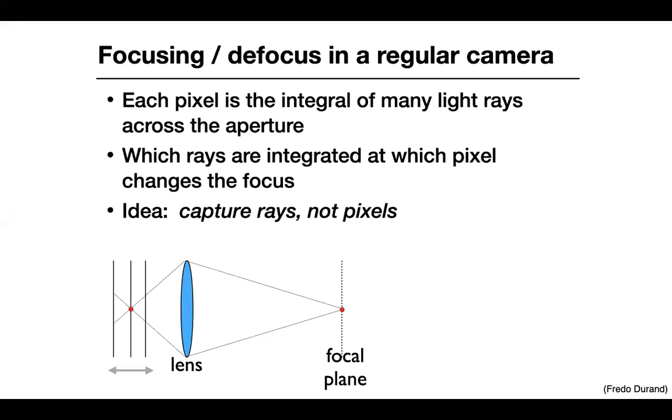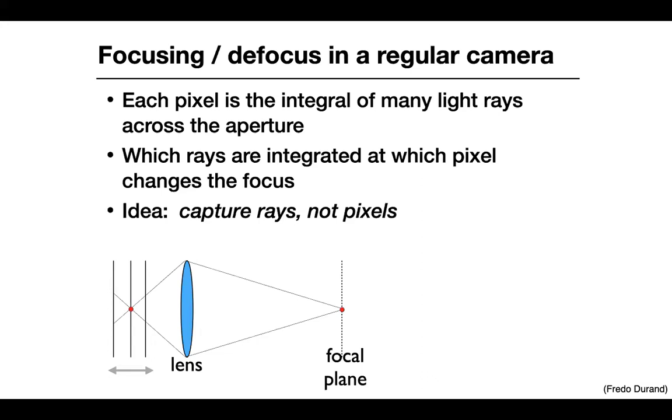In that area, we are integrating all the light rays that come over there, and then you get the average reading of the number of photons per interval of time. That's the exposure time, right? And all the lights that come through those rays are integrated at that pixel, and this is also related to focus, right?